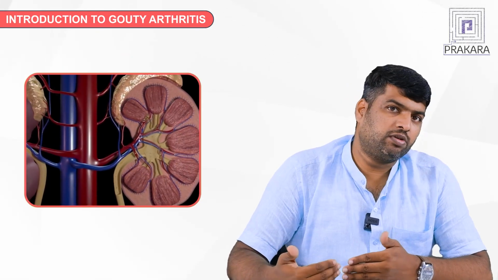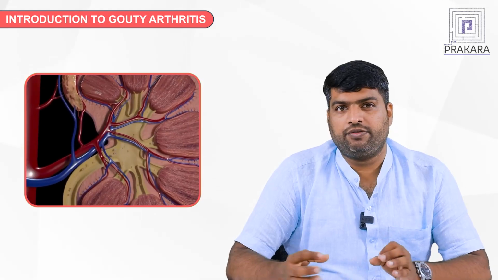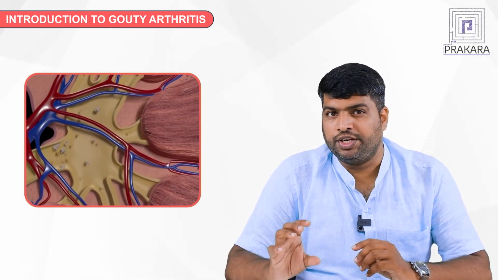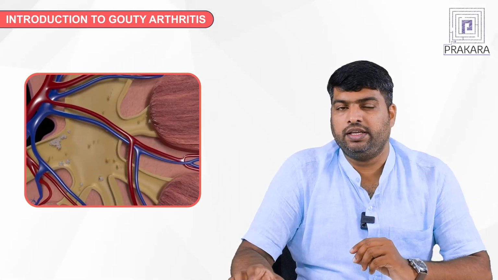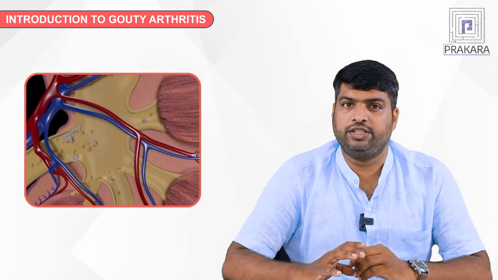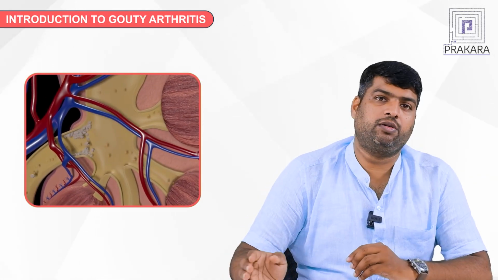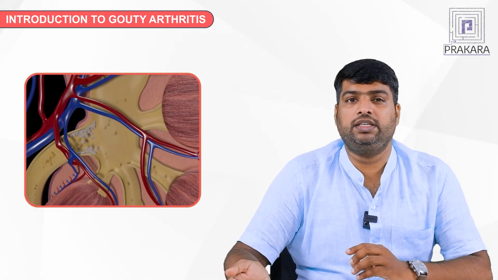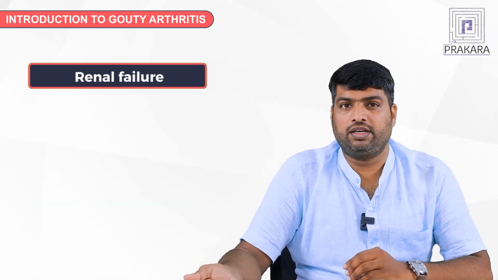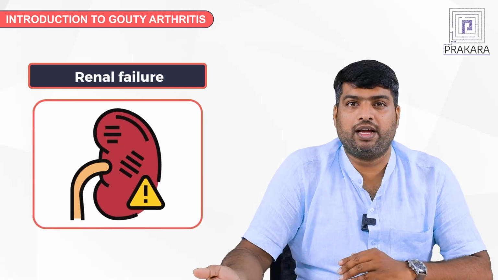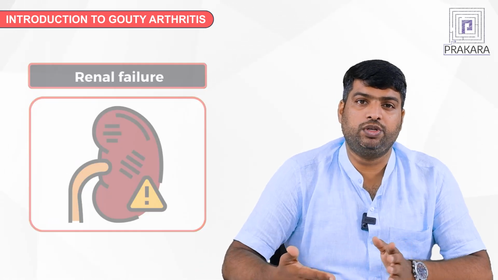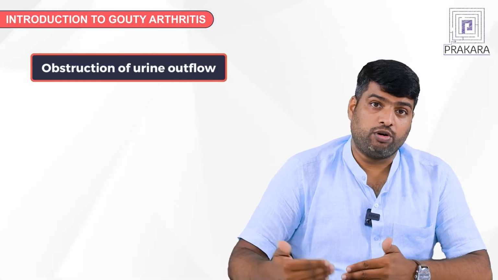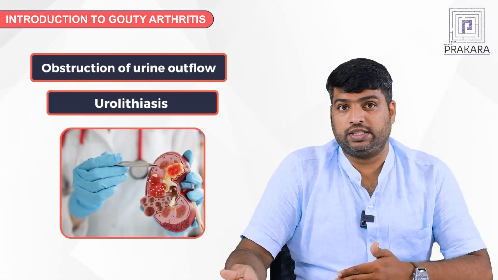Even in normal persons, if urate crystals are formed and uric acid levels are increased, they can get obstructed in the ureters and also in the bladder, which may lead to renal failure. That is post-renal damage, associated with obstruction to the urine outflow, and urolithiasis would also be associated with it.